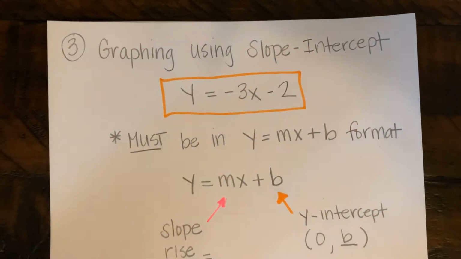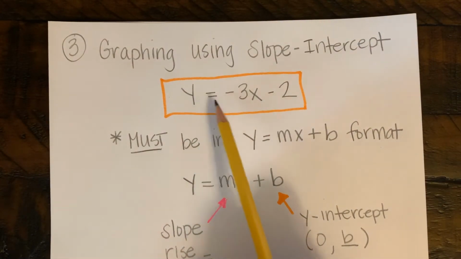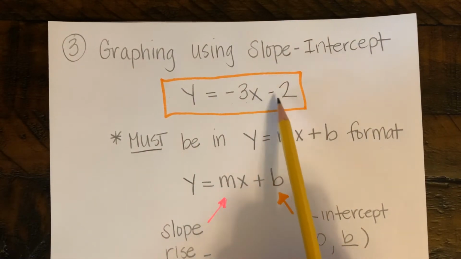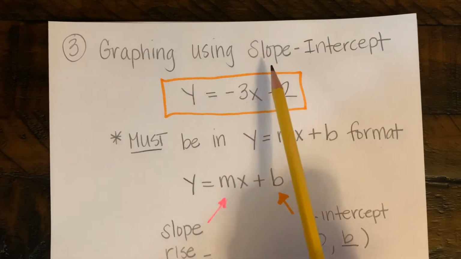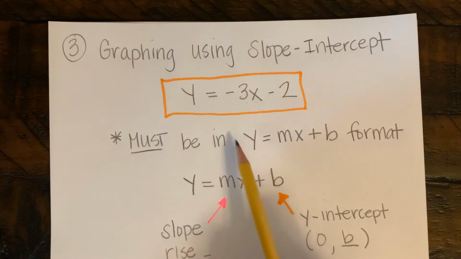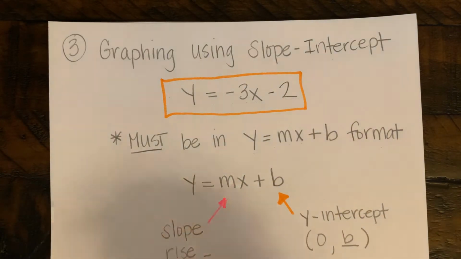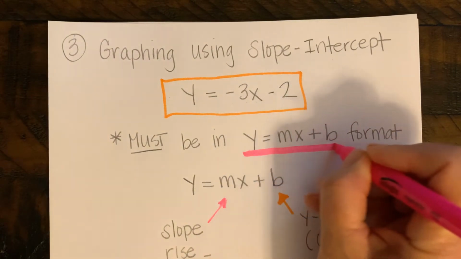Okay, the third way to graph is to use the slope-intercept form. Now, notice that I have an equation here, y equals negative 3x minus 2. In order to use slope-intercept form, you have to have it in y equals mx plus b. So your equation has to be in this format right here.